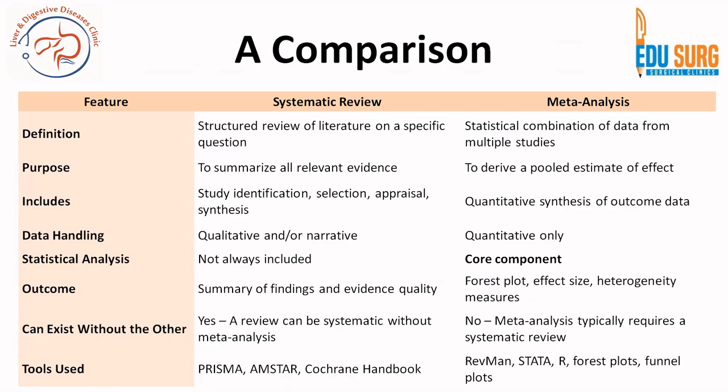We have seen the forest plot, effect size and heterogeneity measures. And these measures are very important if you are writing a meta-analysis. Can a systematic review exist without meta-analysis? The answer is yes, but a meta-analysis typically requires a systematic review and it cannot be done without a systematic review. PRISMA, AMSTAR, and Cochrane Handbook are the tools used. Forest plot and funnel plots are the tools used if it is meta-analysis.